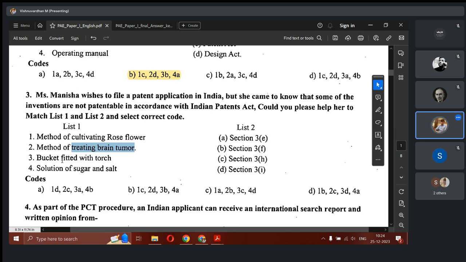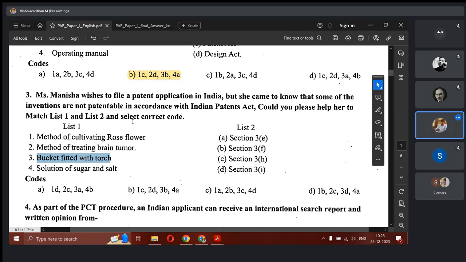Then bucket fitted with torch. I already told you, right, combining two inventions is not going to create anything unless you prove an extraordinary improvement in efficiency, like Bajaj versus LML. So this would be section 3F. 5 printers, right, where you just combine 5 printers and say, oh, I have 5 times the printing power, this is not patentable. So this would be section 3F. So 3 will be B.